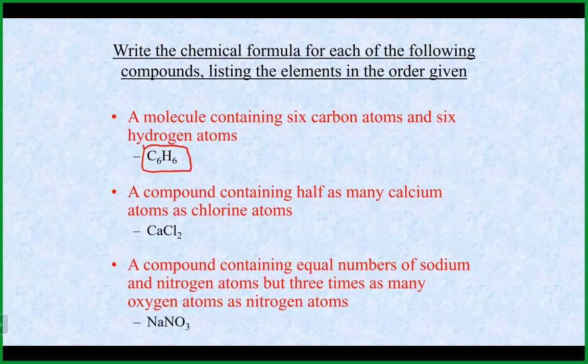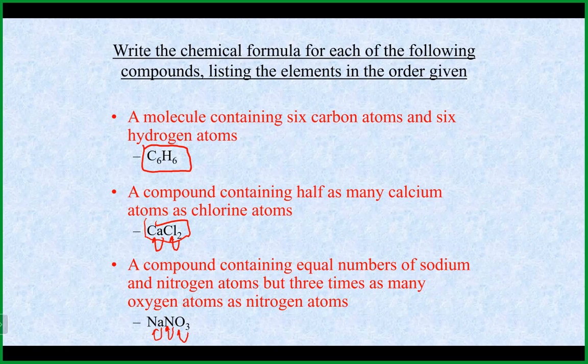If we have a compound that contains half as many calcium atoms as chlorine, so obviously we have 2 chlorines, half of 2 would be 1, so we don't write the 1. That would give us calcium chloride in terms of its proper formula. And lastly here, sodium nitrate. We have an equal number of sodium and nitrogen, but 3 times as many oxygens. So we have 3 oxygens, 1 nitrogen, and 1 sodium here. That is how we write chemical formulas using the symbols.